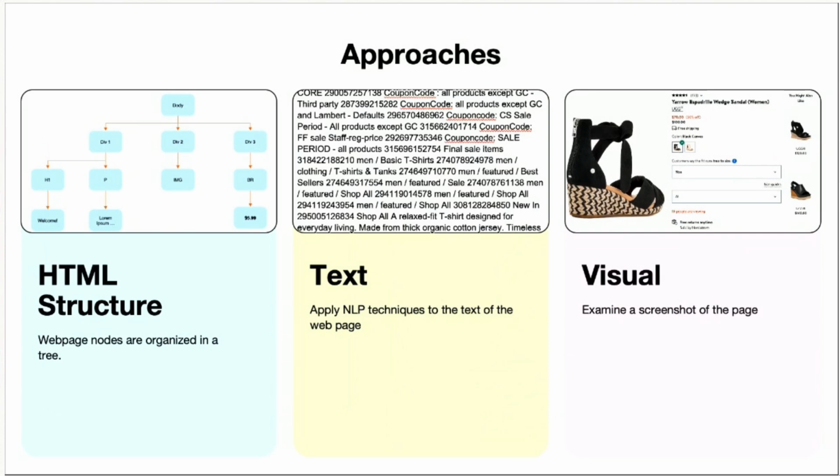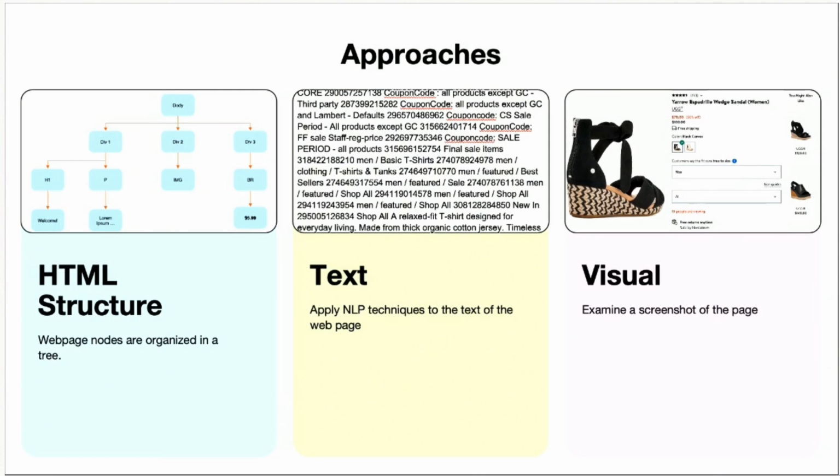So I'll talk through a few different approaches. And these refer to the different modalities, ways that you can represent a web page. One is HTML structure. So if anyone's worked with HTML, you know that you're kind of organizing the content of a page into different sections. This represents a structure. And you can kind of learn which part of the structure has the information that you're interested in.